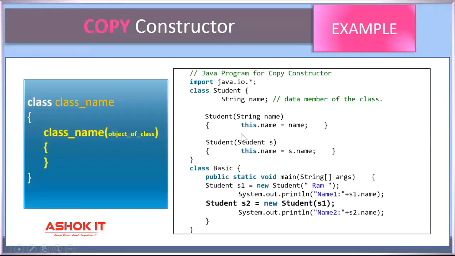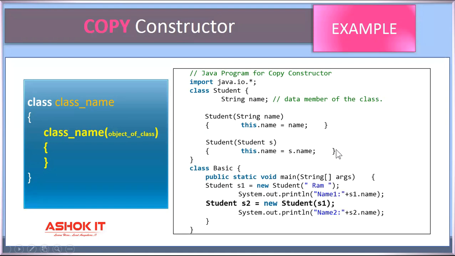Here is a simple example. For the copy constructor, in arguments, we will be passing the object of the class. And here is a simple example where we have a parameterized constructor with String name as parameter. And then the other constructor here is a copy constructor which contains the Student class object s as the argument.